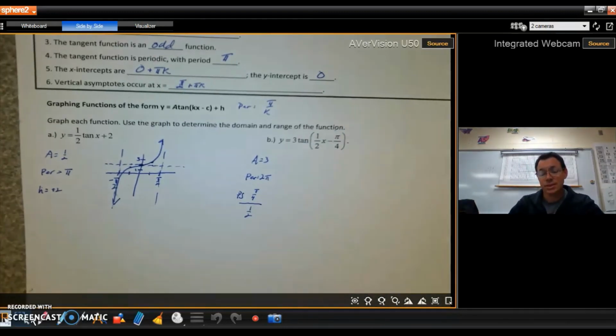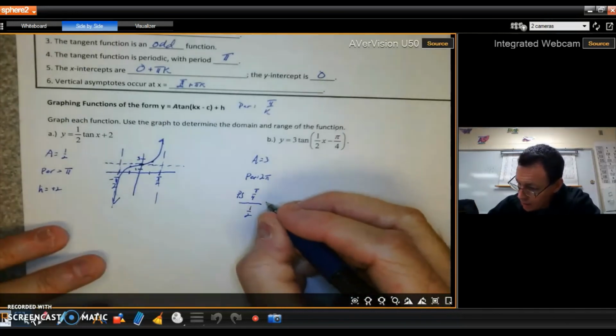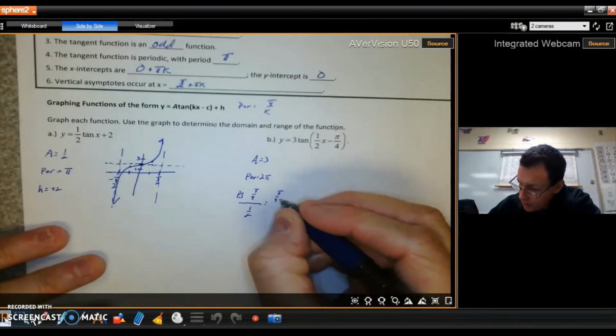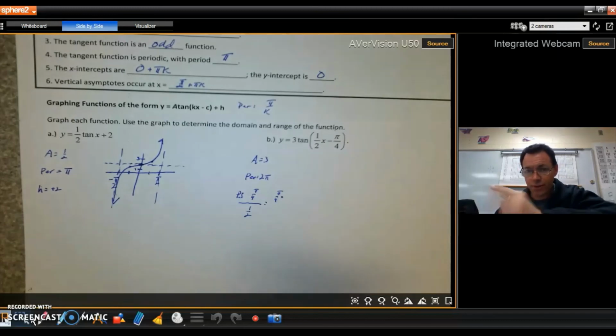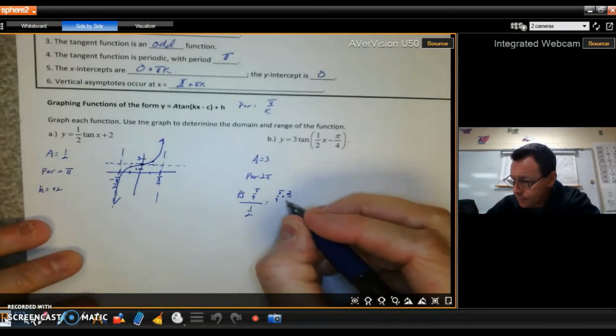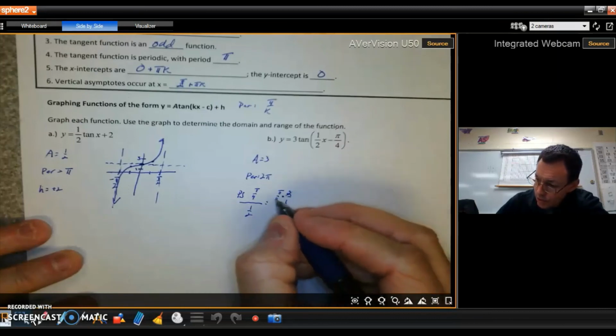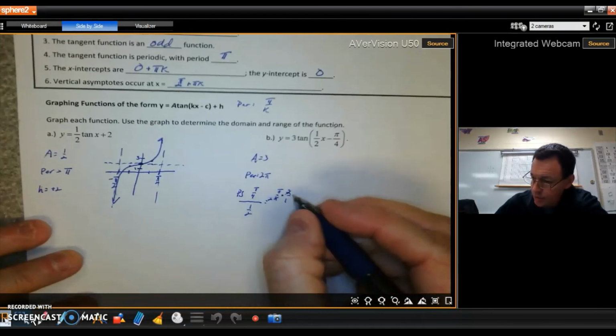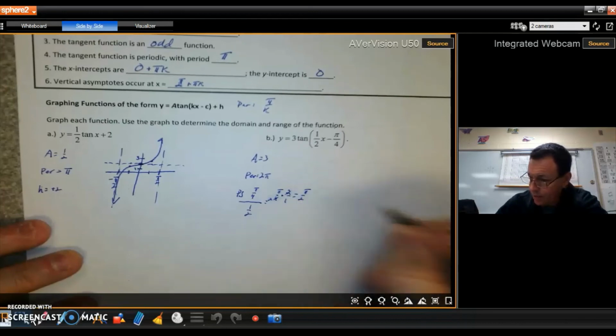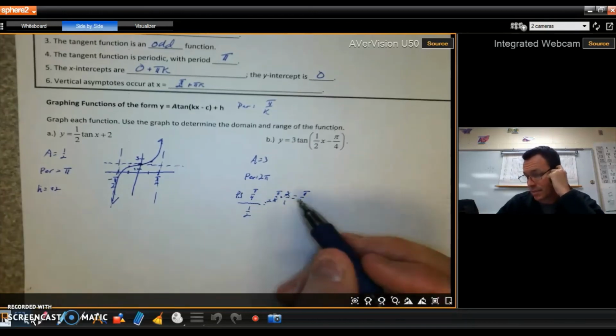That's it. What the heck does that mean? Well, it'd be pi over 4 times, so flip it, 2 over 1. Now, the 2 and the 4 are going to reduce. You're going to get pi over 2. That is our phase shift. All right, so let's see what that means.